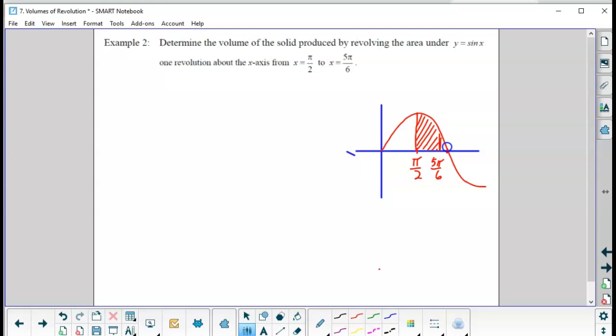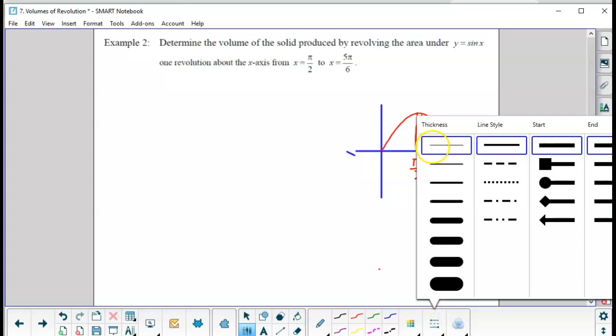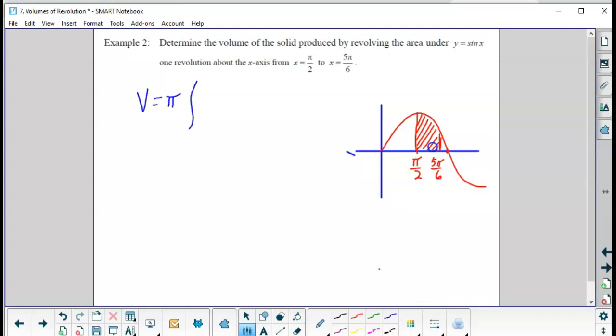All right, so you can clearly see that it's a positive function. And you're rotating that, so the volume equals pi, from pi over 2 to 5 pi over 6, and that's sine, well, we're squaring it, so we might as well do sine squared x dx. Okay, now, how do you integrate that?